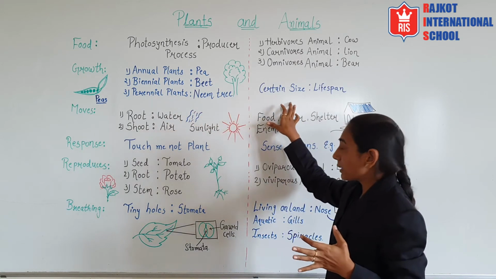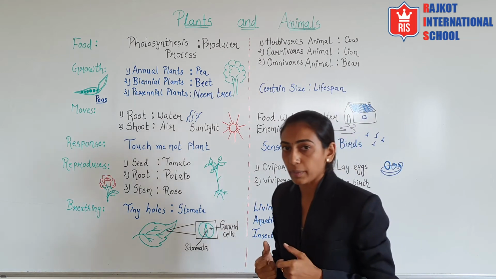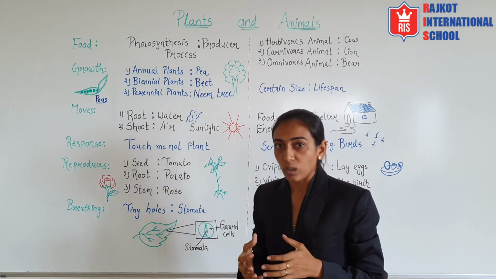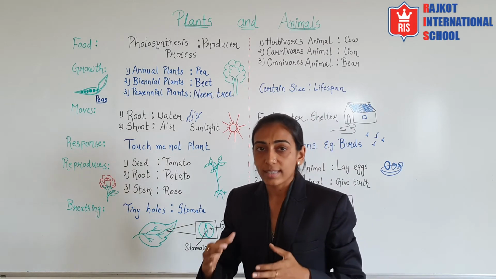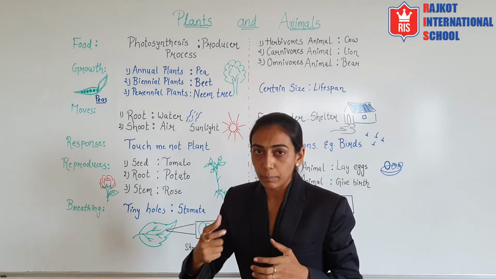As far as animals are concerned, animals have a specific period of lifespan. Say for example, a dog. A puppy becomes a dog. They grow in size, but they never grow to a size like an elephant. They have a limit, they grow within a limit.